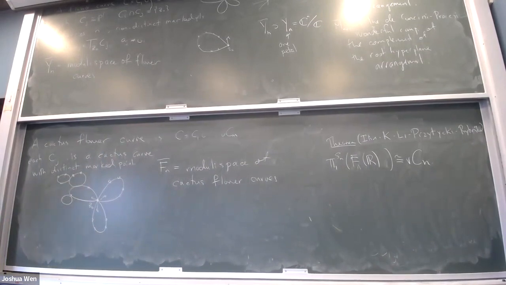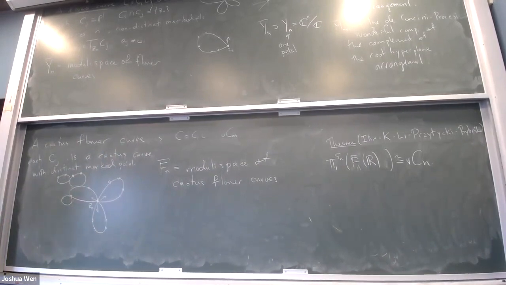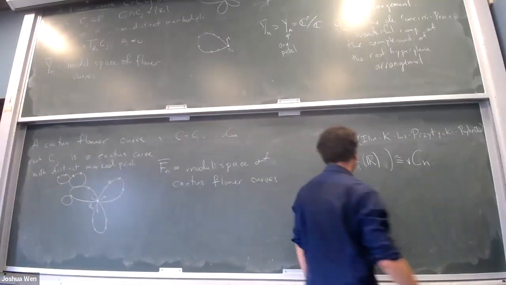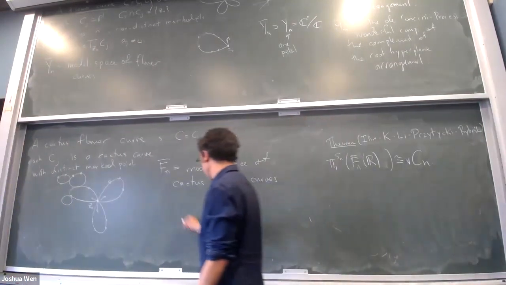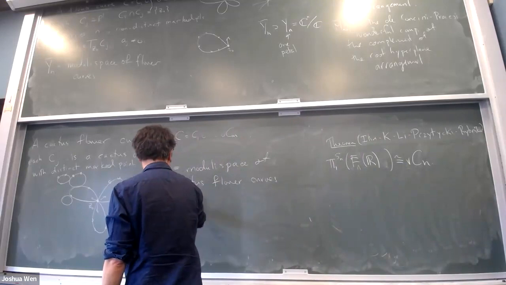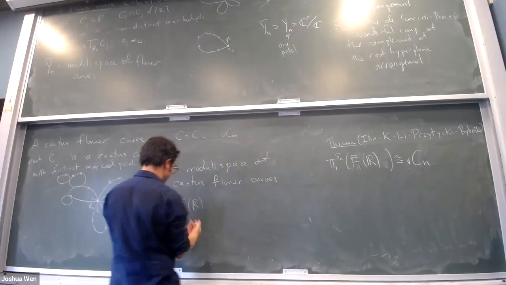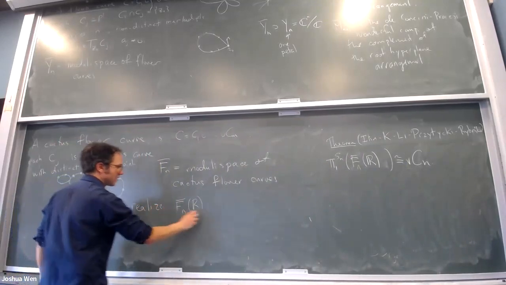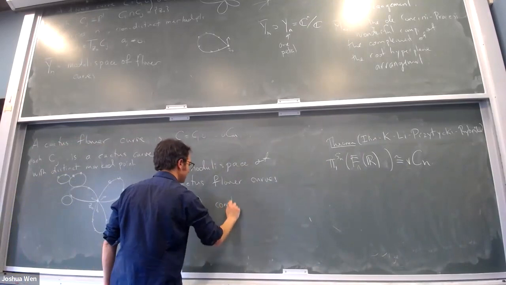Okay. Maybe I'll just say very briefly that the idea of the proof of the theorem is kind of interesting, I think. We realize this space combinatorially. So the idea is to realize this combinatorially as a cubical complex.